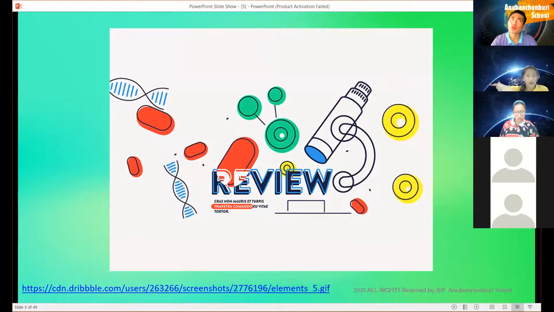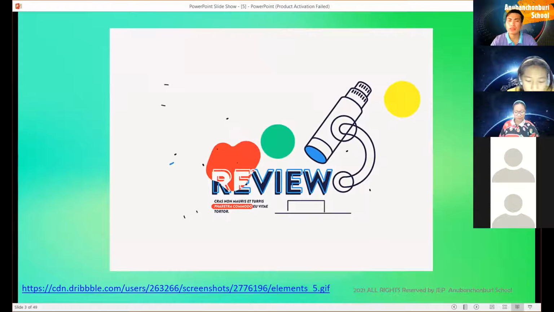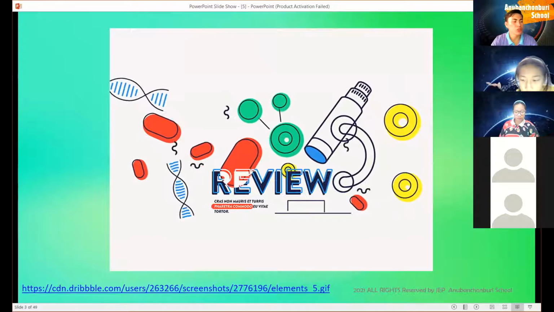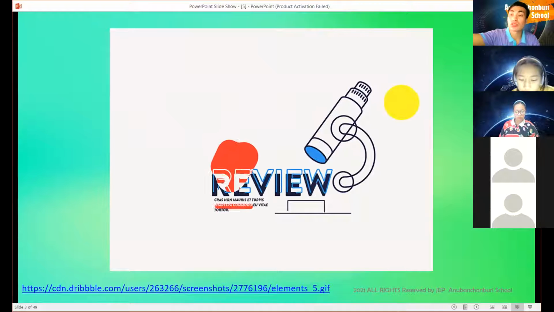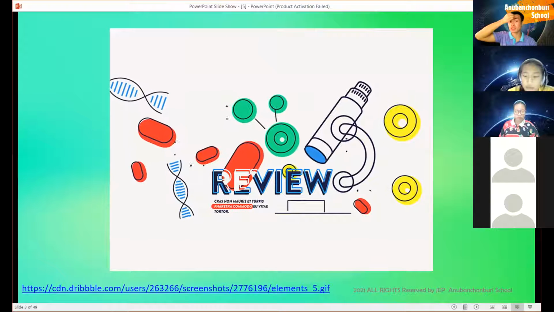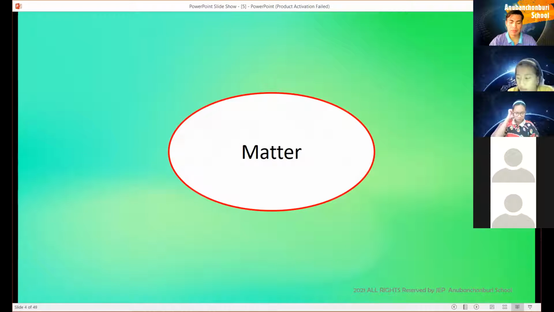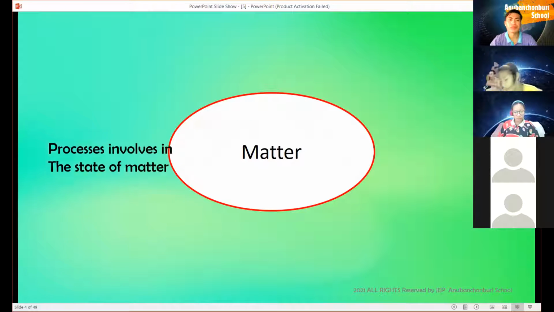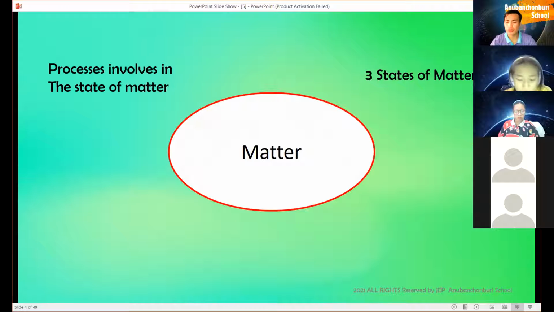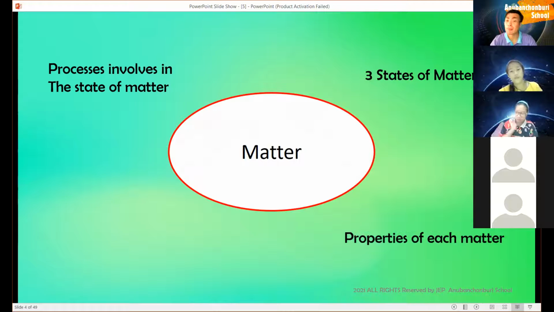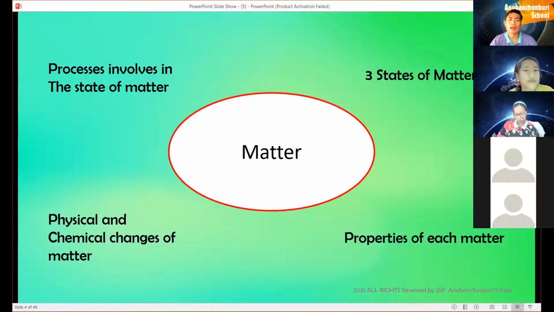So I think as we are going to end our first semester, we will be able to have a unit test hopefully in the next unit or the next chapter, which is all about matter. Okay, so here there are like 3 states of matter, as we all know already: solid, liquid, gas, and processes involved in the 3 states of matter, properties of each matter, and physical and chemical change. All right, so this is quite an introduction for chapter 2.